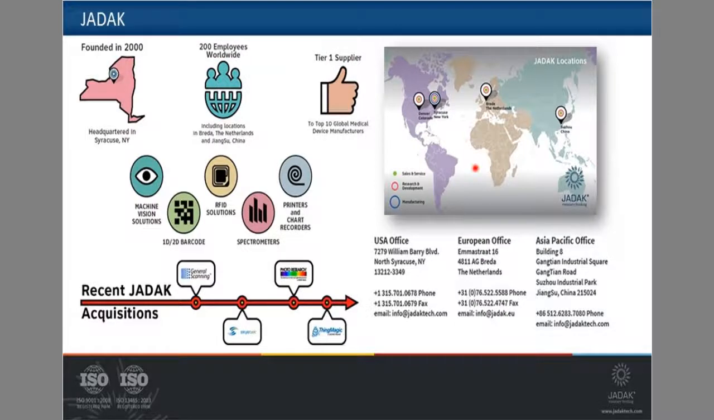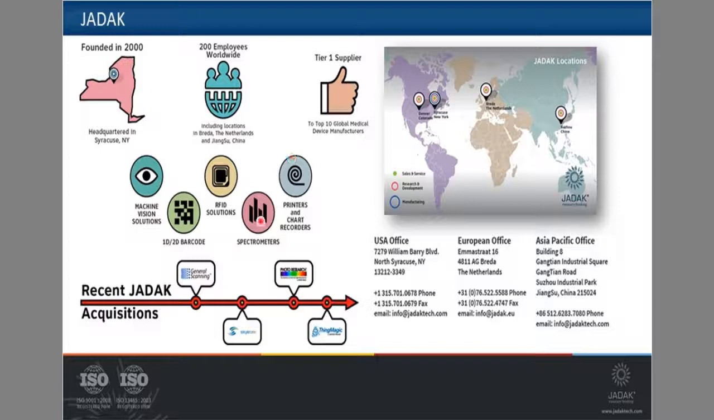So JADAK is located here in Syracuse, New York. We have a European office in Breda in the Netherlands. These are the different technologies in which JADAK's involved. And again, today we're going to be concentrating on our machine vision solutions. We're also involved with 1D and 2D barcode reading extensively, RFID. We have a small spectroscopy business and a printer and strip chart recorder business. And generally, our business is targeted as OEM products, really targeted towards the medical device manufacturers.